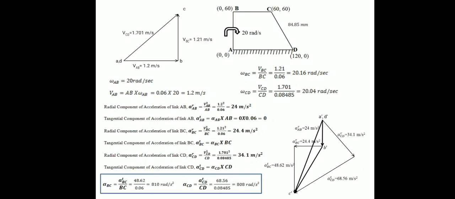So this is the method of solving a 4-bar chain and finding the acceleration of link BC and CD.